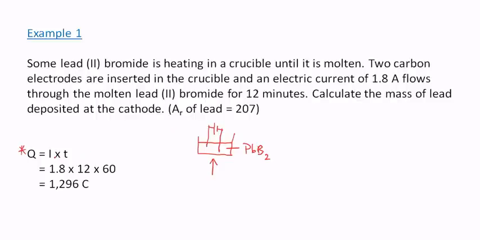In this case, the current is 1.8 amps, and the time is given as 12 minutes. But as I said before, we need to convert the minutes into seconds. So this will be 12 multiplied by 60. Therefore, the total charge will be 1.8 multiplied by 12 multiplied by 60, which gives us 1296 coulombs.